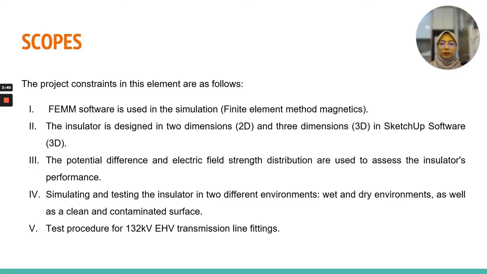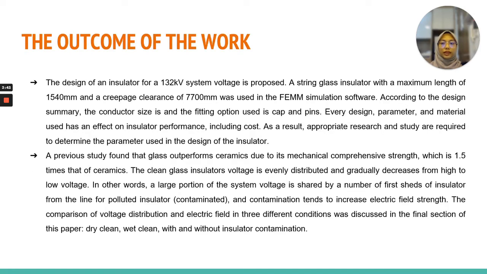For the outcome of the work, the design of an insulator for a 132 kV system voltage is proposed. A string glass insulator with a maximum length of 1540 mm and a quick patch clearance of 7700 mm was used in the FEMM simulation software. According to the design summary, the conductor size is and the fitting option used is cap and pin. Every design parameter and material used has an effect on insulator performance, including cost. As a result, appropriate research and study are required to determine the parameters used in the design of the insulator.